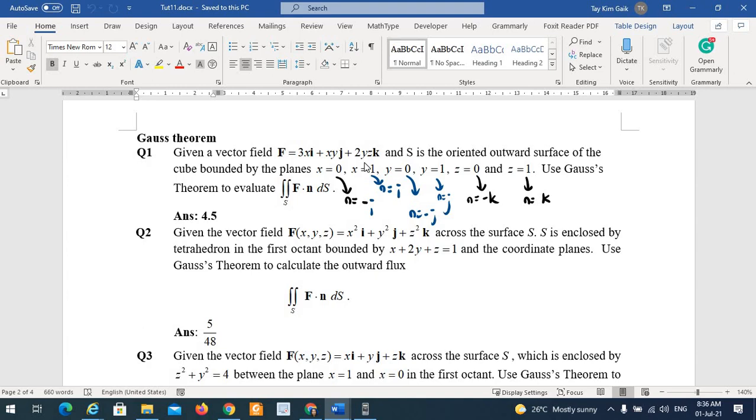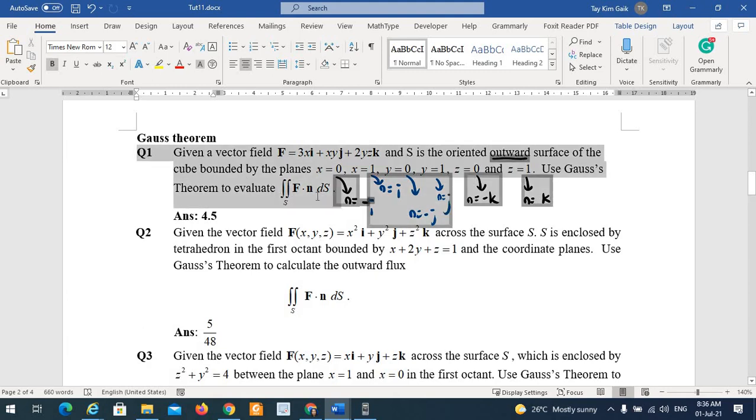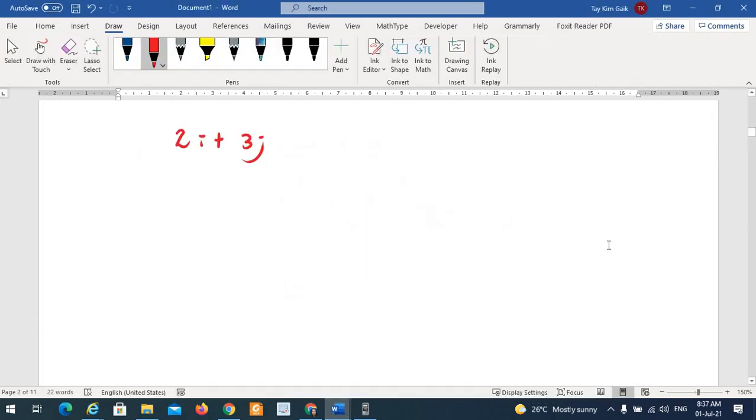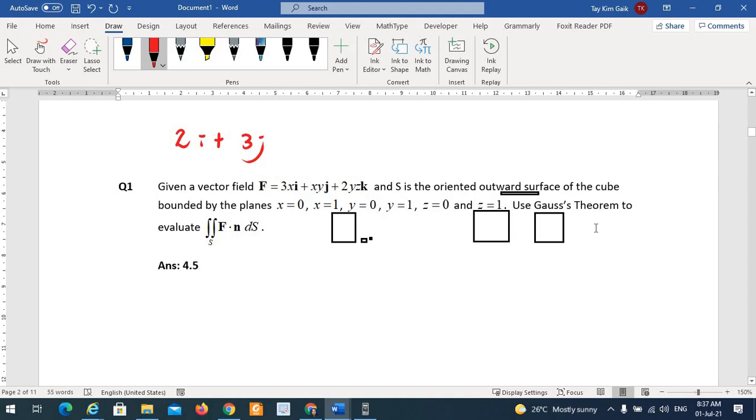You may refer to the second example of the Gauss Theorem there. You have to do it 6 times, sum it, then you get the answer. So it's troublesome and wastes time. Since the surface is closed and oriented outward, you can apply the Gauss Theorem. So now we are going to solve the first question using the Gauss Theorem.